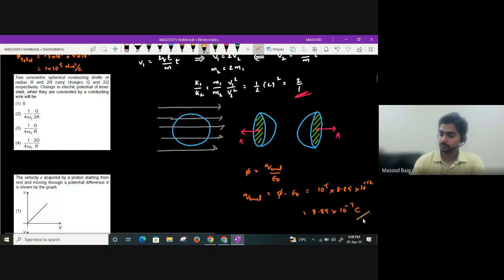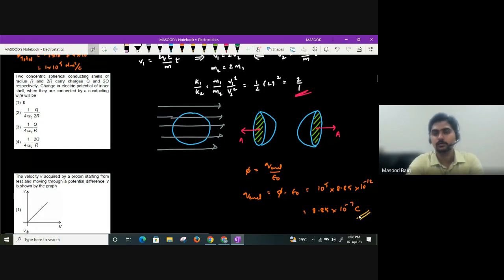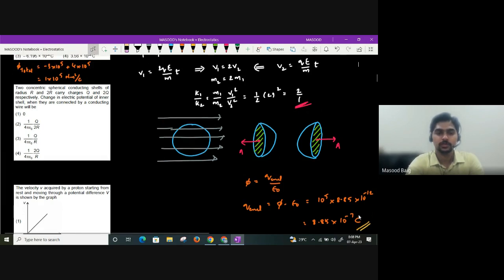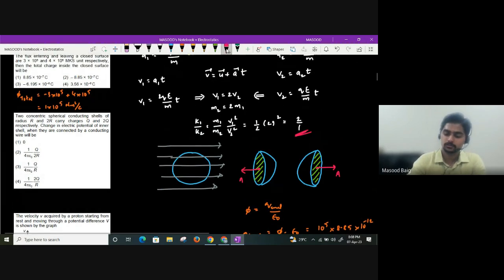Clear all of you? So remember, flux entering will usually be negative, flux exiting or leaving will usually be positive. So 8.85 into 10 power minus 7 coulomb would be the correct answer. Clear all of you? Yes or no?